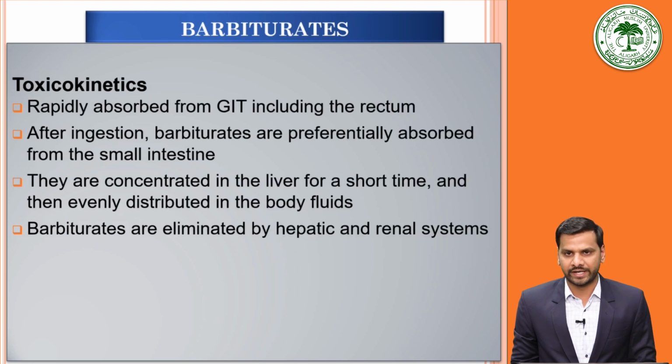Coming to toxicokinetics. So, these barbiturates rapidly absorb from GIT, including the rectum. After ingestion, these barbiturates are preferentially absorbed from the small intestine. They are concentrated in liver for a short time and then evenly distributed in the body fluids. After that, these barbiturates are eliminated by hepatic and renal systems.